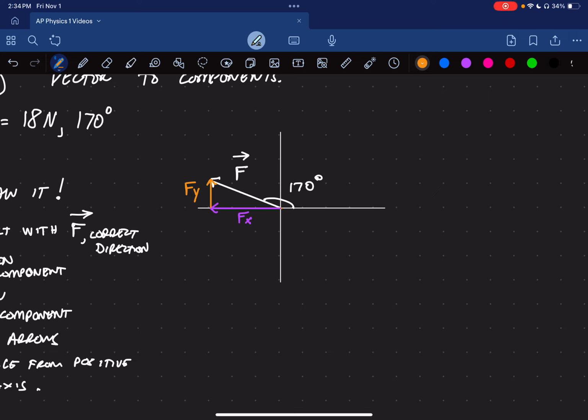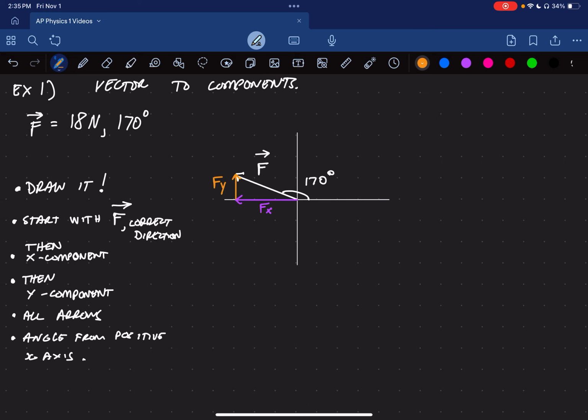Okay, the vector starts from the origin, and your component, your Fx, your horizontal component, starts from the origin as well. And we go this way. So your two components will touch from head to tail, and they will end up at the same location as your original vector. Cool, and then the angle. So this all looks good. Now we just need to calculate them.